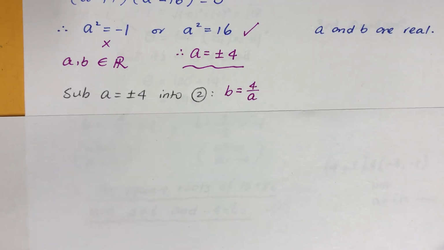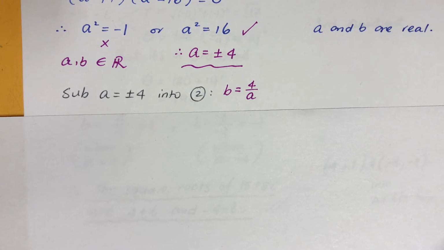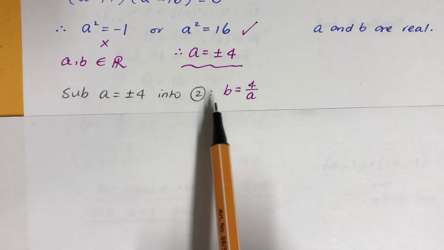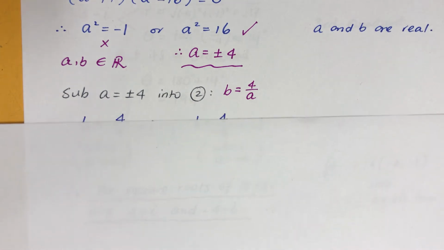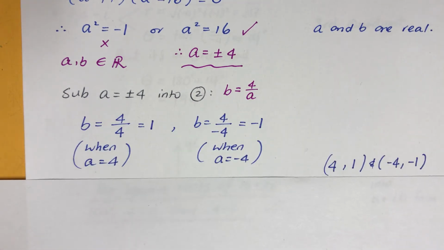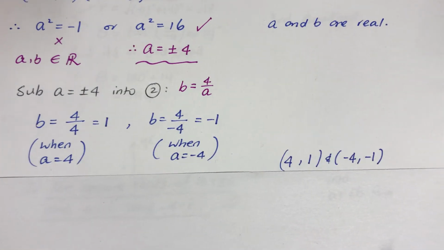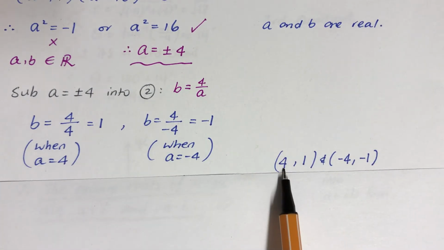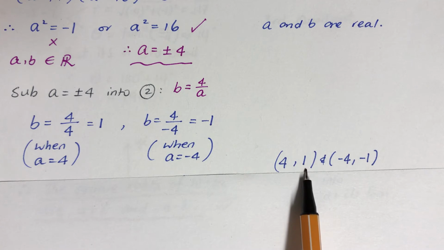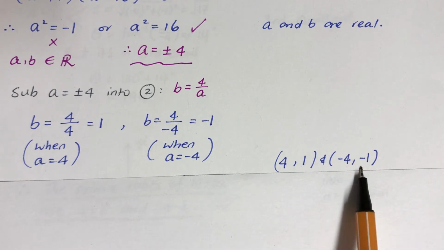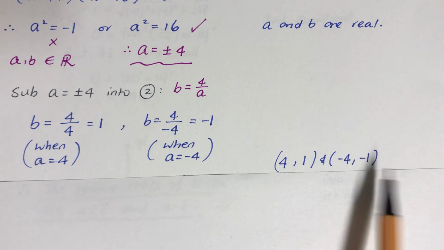Now I'm going to substitute a equals plus or minus 4 into the second equation, which was b equals 4 over a. If I do that, I will get that. When a equals 4, I will get b equals 1. And when a equals minus 4, b will be minus 1.